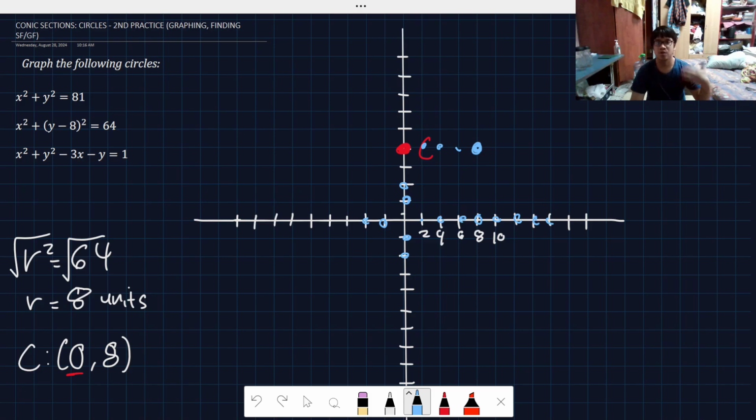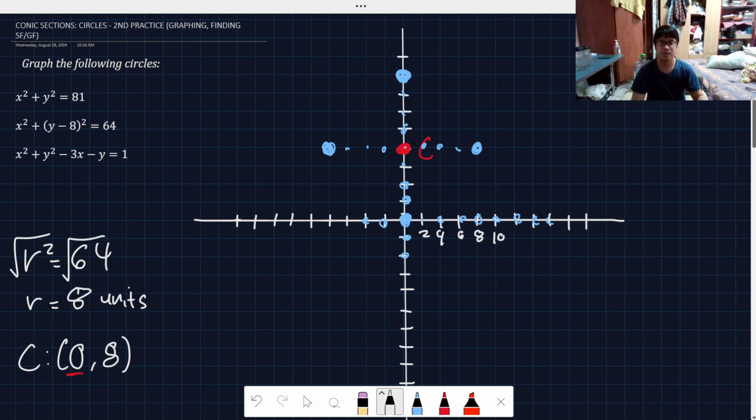Now next, how about we go up? So 0, 2, 4, 6, 8. So this one. Now we go to the left: 0, 2, 4, 6, 8. Now we go downward: 0, 2, 4, 6, 8. So here, exactly at the origin.